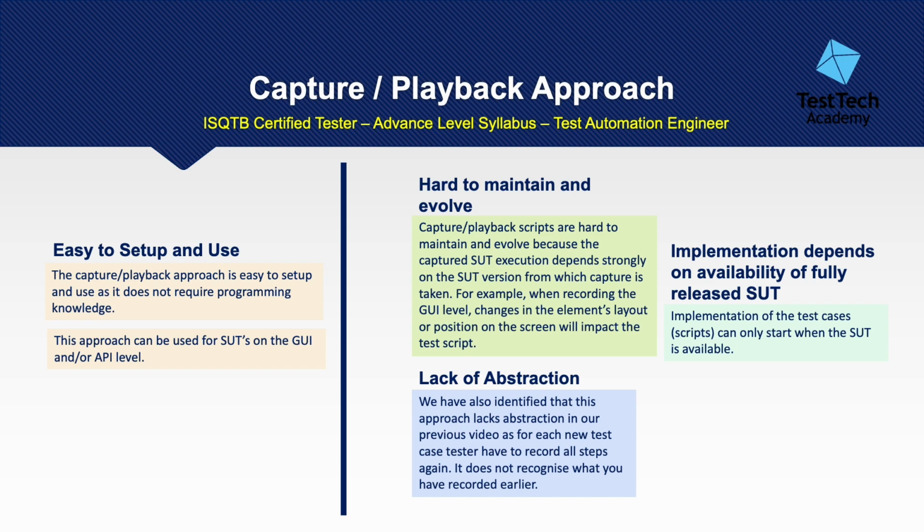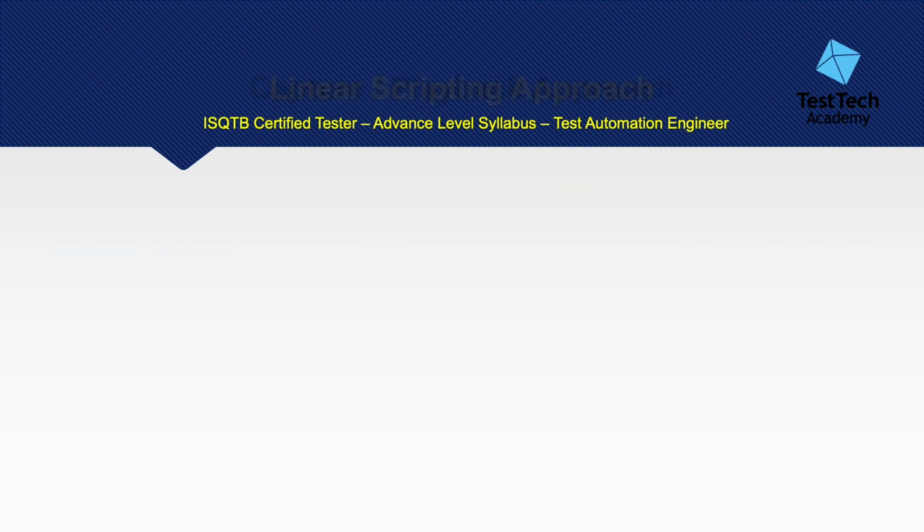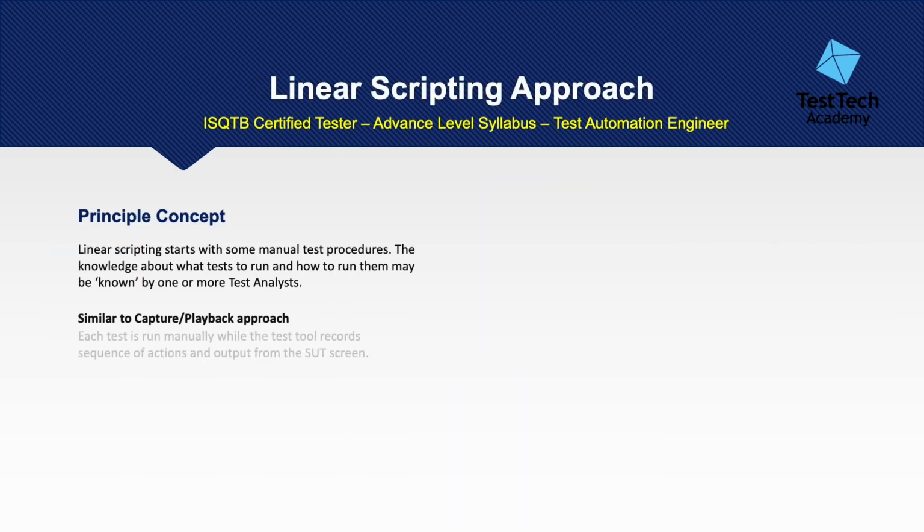Let's move on to the next approach. Okay, so linear scripting starts with some manual test procedures. The knowledge about what tests to run and how to run them may be known by one or more test analysts. So there is no formal document. The tester knows what needs to be run and how to run it.